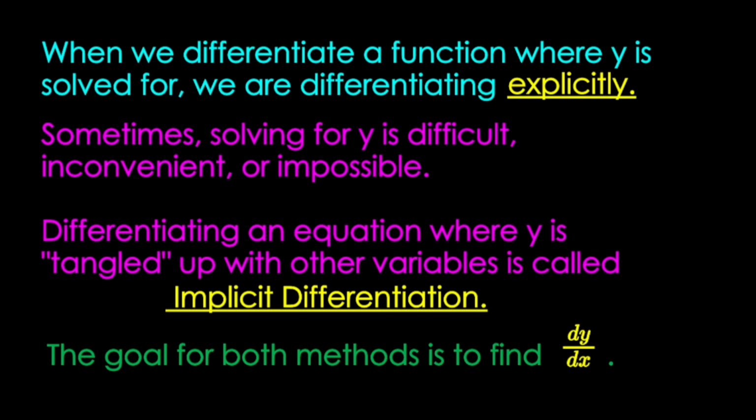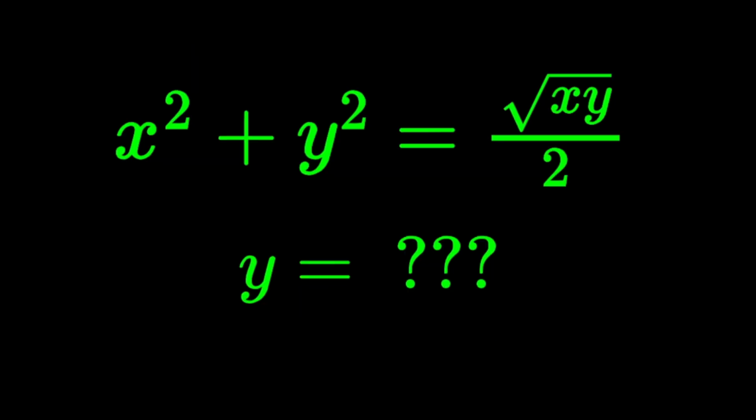With both explicit differentiation and implicit differentiation, the goal for both methods is to find dy/dx, or the derivative of y with respect to x. Take a look at this expression. Would we have an easy time solving for y so that we could use our explicit methods to find the derivative dy/dx? Probably not. Implicit differentiation makes it a lot easier to complete this task, because we get to leave y tangled up with the other variables, in this case x.